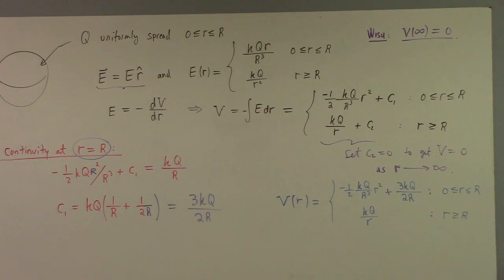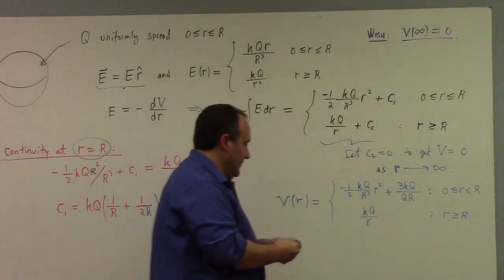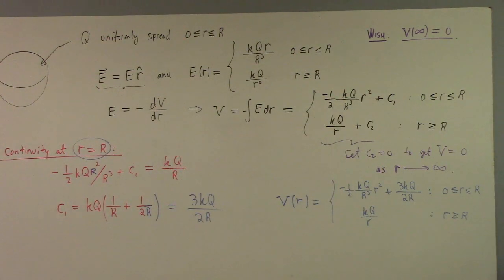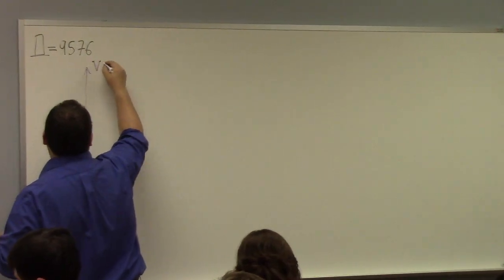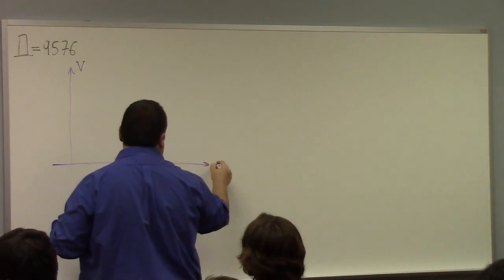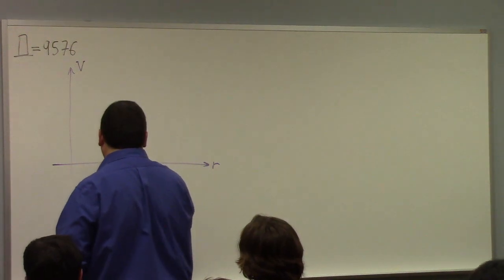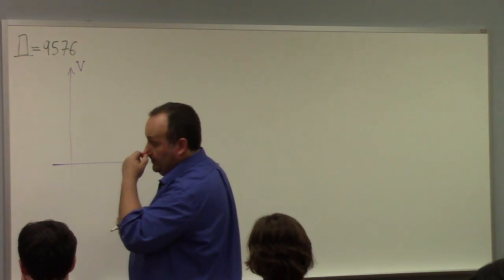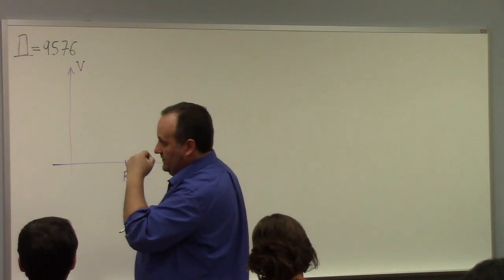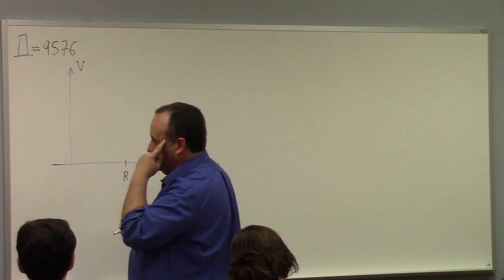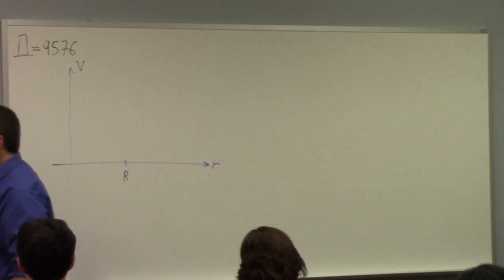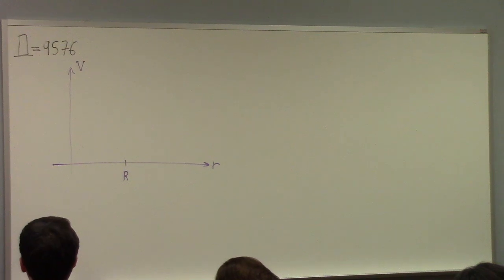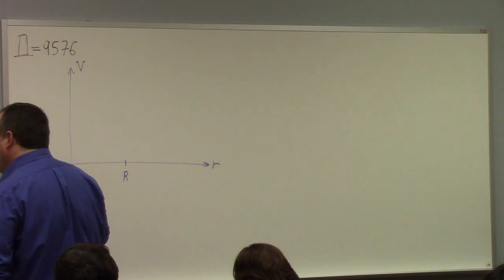And we could graph that, like we could graph the voltage, yeah? So let's do that. The graph of the voltage function. So here's my voltage. Here's R. Let's say this is big R. So the value of the voltage at, so let's see here. What's the value of the voltage at the origin? It's C1, right? This is the voltage at the origin then. So 3kq over 2r.